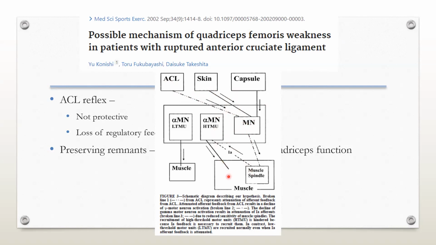This was what ultimately resulted in the adequate quadriceps power. So these are receptors independent from the low threshold motor units, which are recruited anyway. So in an ACL deficient patient, this reflex arc is inhibited, as seen in the dotted line, meaning there's not enough recruitment happening. Thus, they are supposed to have weak quadriceps power.